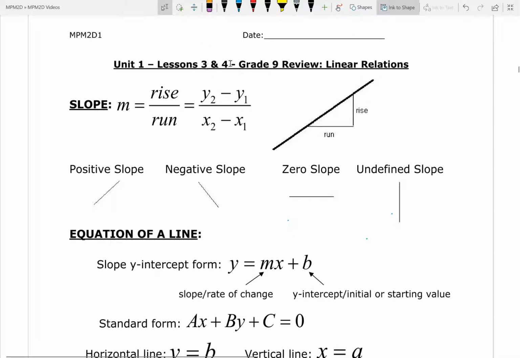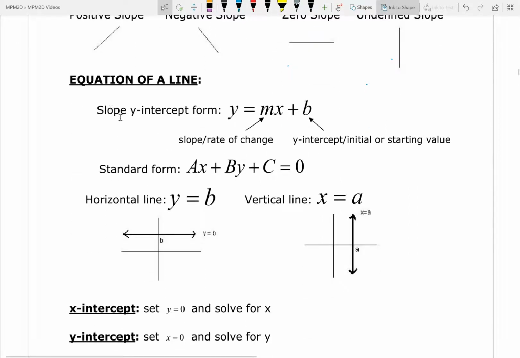So Unit 1, Lesson 3 and 4, a Grade 9 review of linear relations. You may recall from Grade 9 that we had studied the equations of lines. And you may remember one in particular called the slope y-intercept form. The slope y-intercept form was the form that we used to help us graph a line.